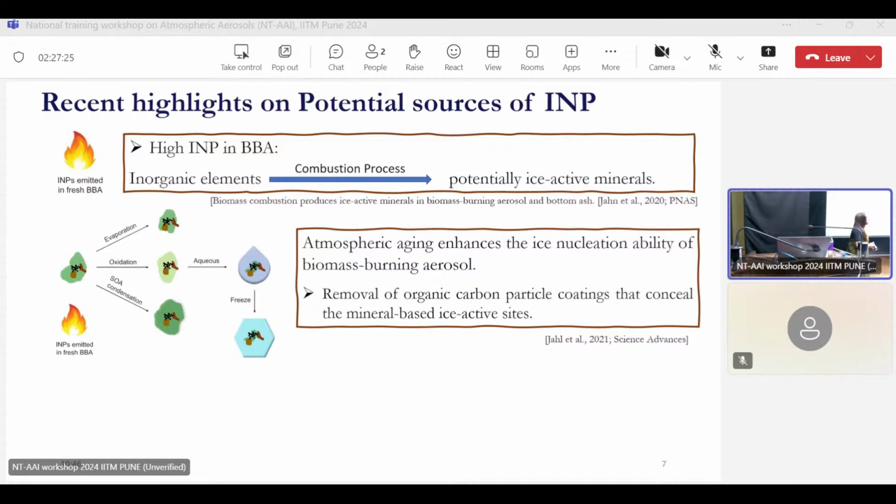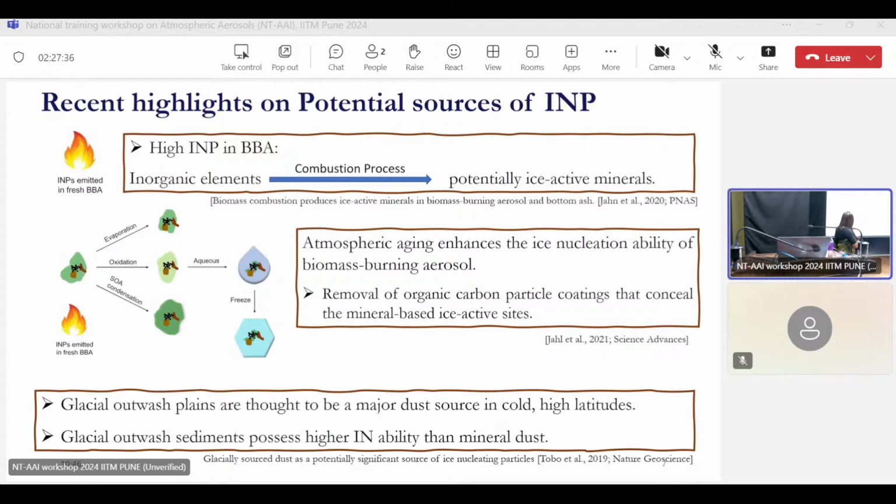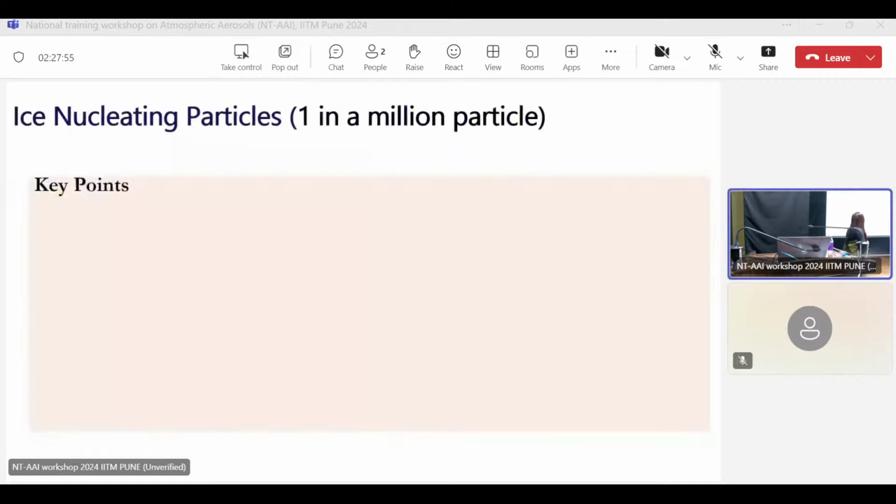So how can you do all of this? You can understand all of this only when you have the capability to study INP, some instrument to study the INP characteristics and concentration. The third one, which is very relevant to us as we are in Jammu and Kashmir: glacial outwash plains are thought to be a major dust source in cold high latitudes, and glacial outwash sediments possess higher ice nucleating ability than mineral dust. So these are the different perspectives which make INP research very, very important.